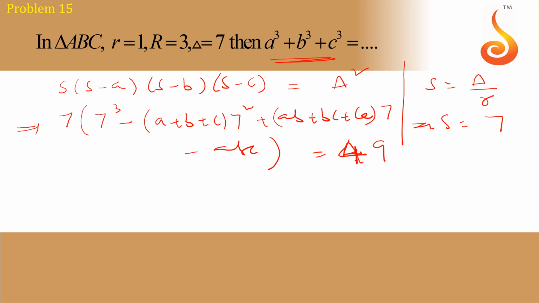So s is delta by r, which is 7 by 1. So 7 cube minus the sum of the roots a plus b plus c into 7 square, plus the sum of the roots taken two at a time, ab plus bc plus ca, into 7, minus abc equal to 49. We got 49.